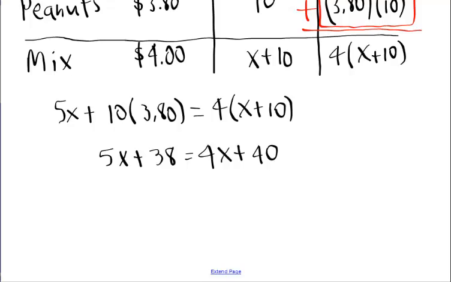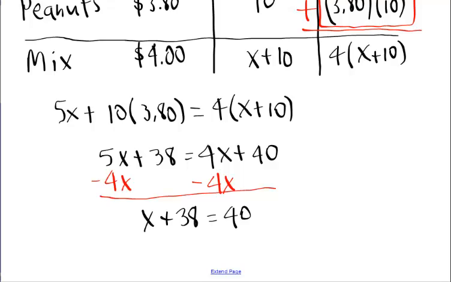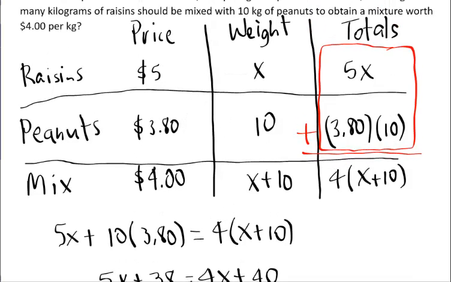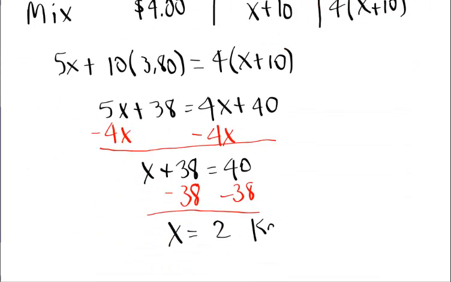And then again, nothing new here. Continue on with the math that you learned a long time ago. Balance out your equation. Get all the x's onto one side. Get all the numbers onto the other. And when you're done, you end up with x equals 2. 2 what? That's the question. Well, 2 kilograms. And, of course, we're working with raisins.